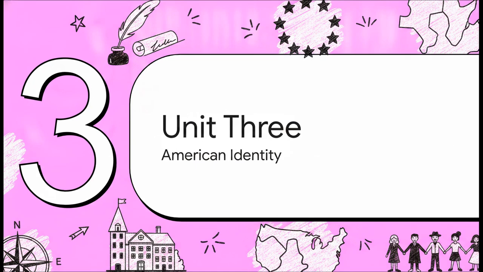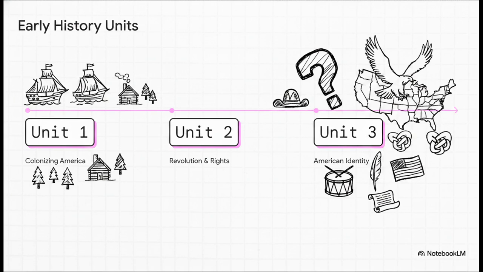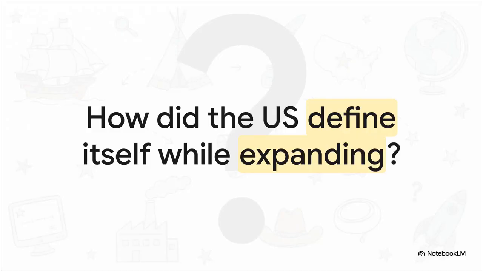Section 3, Unit 3, American Identity. Once you've mastered evaluating evidence in Unit 1, you're going to apply it right here. After establishing those colonies and fighting a whole revolution for constitutional rights in Unit 2, Unit 3 is where a brand new nation actually has to figure out who it is over a 4-week period. They won the war, they wrote the Constitution, but what does it actually mean to be an American? The essential question for Unit 3 is a fascinating paradox. How did the United States define itself while simultaneously expanding and dividing?